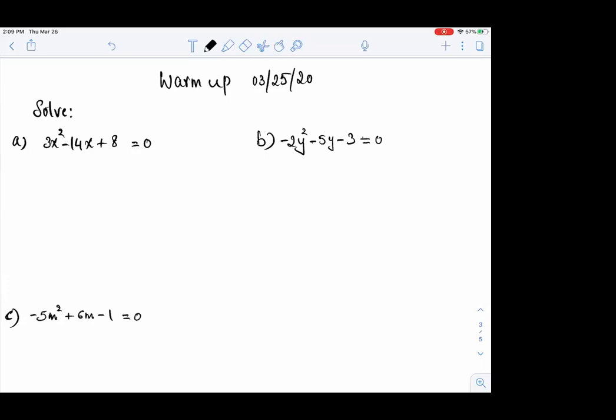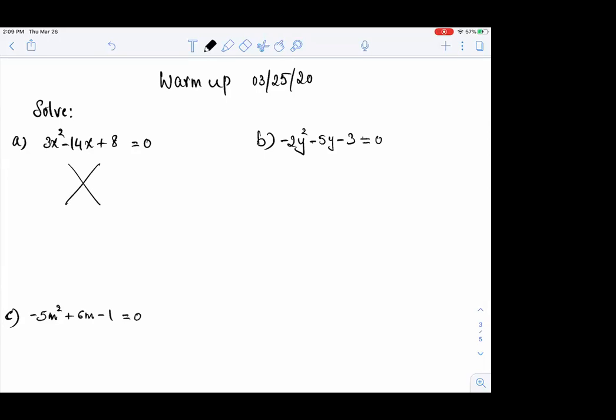Okay, so 3x squared minus 14x plus 8. Even before you start solving it, you need to factor this quadratic equation. Look at all the terms. Do they have any common factor? No. So we have to do the long A times C method.